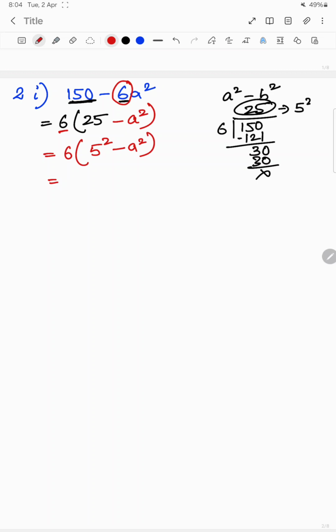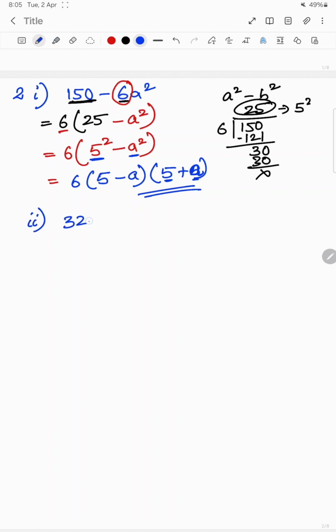Now the expression within the bracket is in the form of a square minus b square, which I can write as 6 into (5 minus a) into (5 plus a). So here 5 is a and the variable a is b. So this is the solution. So now let's see number 2.